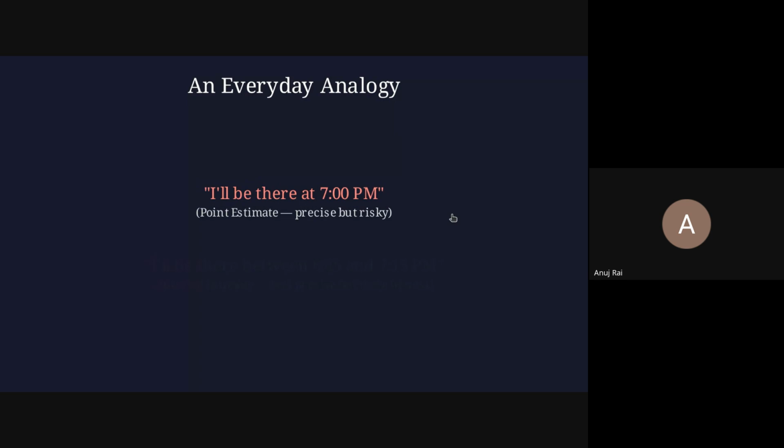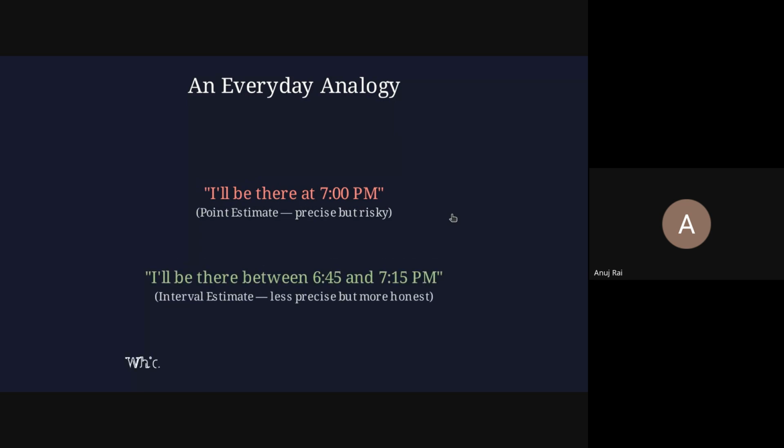Let's take an everyday analogy. A point estimate would be that I will be there at 7 p.m. Precise, but risky, because there are chances that the train might be late or something might happen which might cause a delay. A better and more accurate thing is to say that I will be there between 6:45 and 7:15. This is called an interval estimate, less precise but more honest.